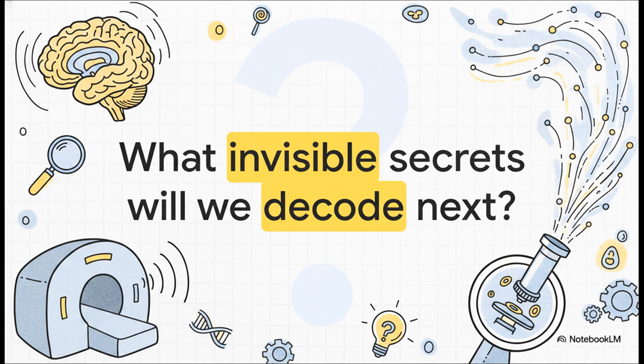Which leaves us with a pretty exciting question to chew on. As we continue to push the boundaries of this technology, moving from standard 3 Tesla machines to ultra-high field 7 Tesla scanners that can actually resolve individual cortical layers in the human brain, what invisible secrets of the body will biomedical engineers decode next? It is a thrilling frontier for sure.